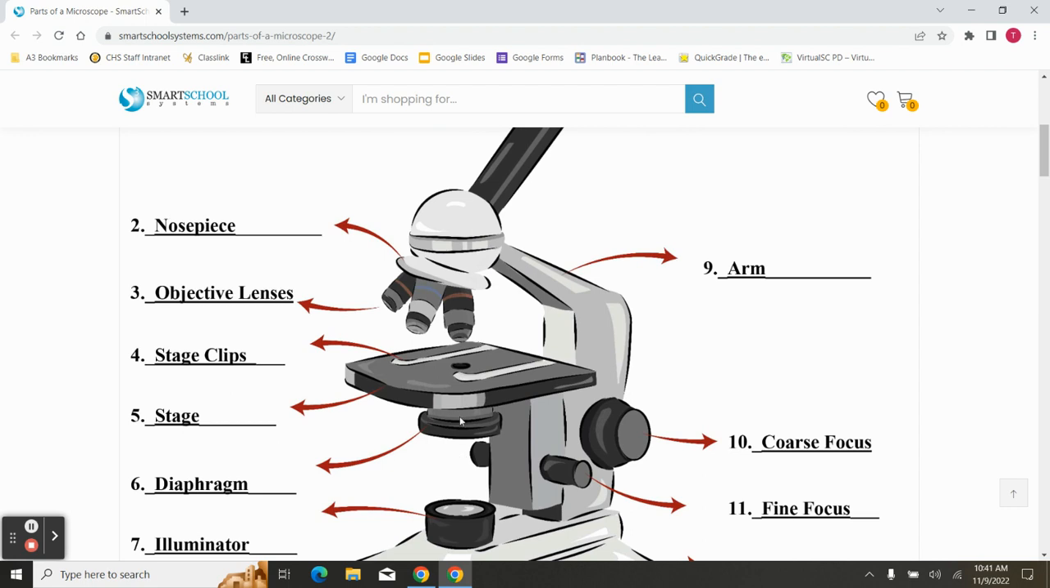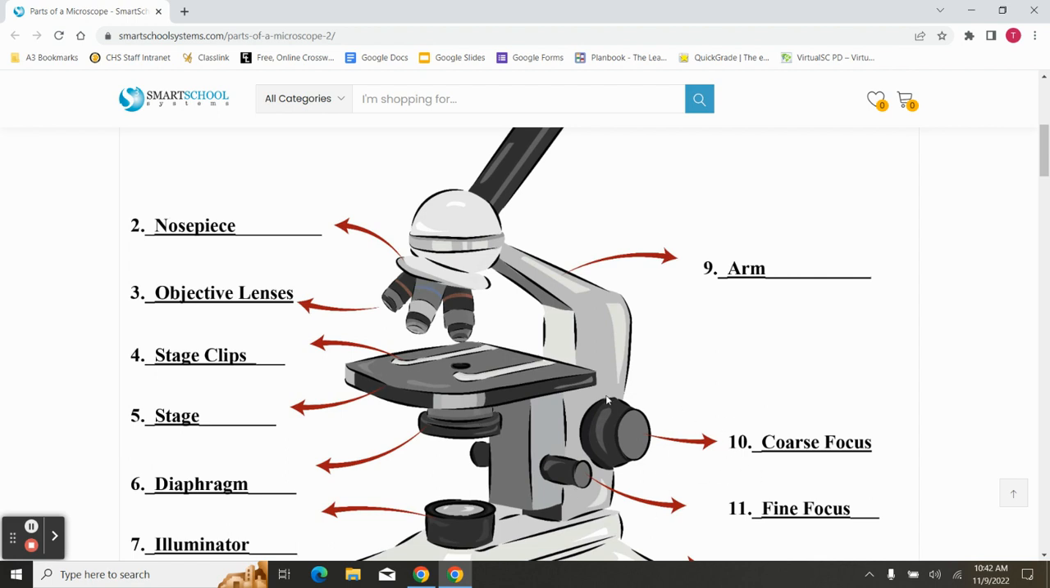Underneath the stage is a diaphragm, number 6. The diaphragm has different size holes in it to help you control the amount of light that hits your object. Brighter isn't always best when it comes to microscopes. Sometimes we need dimmer light in order to see details within our object. The diaphragm is what allows you to change the levels of light to get it to right where you need it to be.